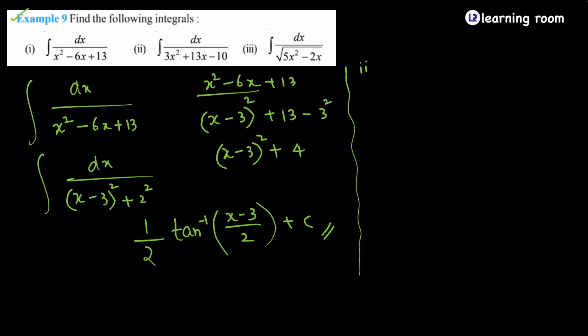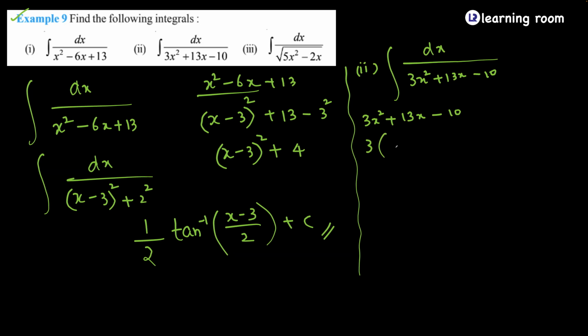So second problem is integral of dx divided by 3x square plus 13x minus 10. So I'll take this one alone, 3x square plus 13x minus 10. So first step, what are we supposed to do? Make the coefficient of x square 1. So what should I take out? I'll take out 3 common, 3 into x square plus 13 by 3 times x minus 10 by 3.